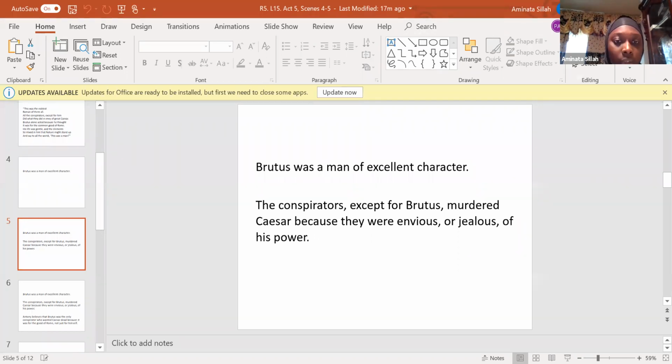Go back into the book if you need to look for it. Zenobia has an answer. Thank you, Zenobia, but I'm going to pick on someone else. You have the book in front of you.